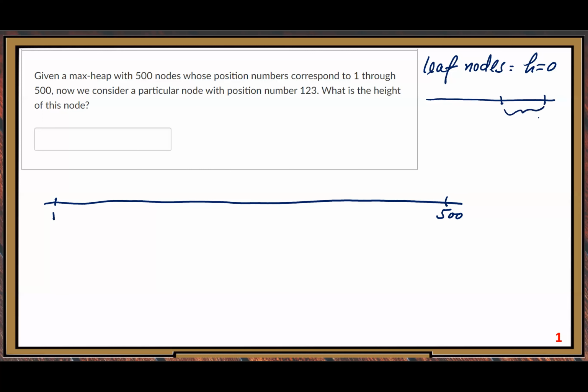Range. Last one: position number n. First one: n over 2, floor function, plus 1. Remember that. That is the leaf node range. This range is for height h equal to 0. Okay? All right.